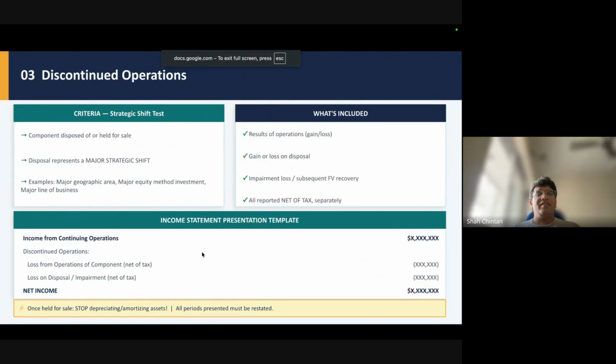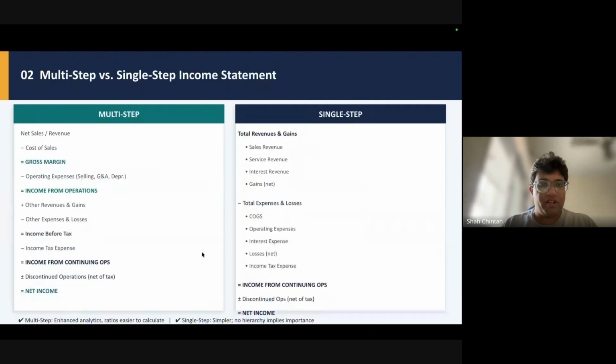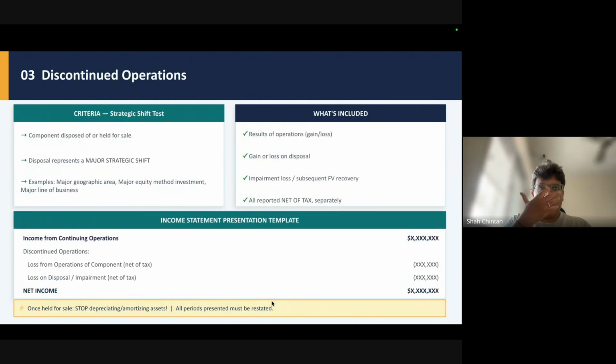Okay, let's understand now discontinuing operation. Here we saw one line, plus or minus discontinuing operation. तो discontinuing operation सबसे पहले होता क्या है? So discontinuing operation means there is a part of your business which you decided to stop. It may not be fully stopped yet today, but you have already taken a decision. Then it is called a discontinuing operation.